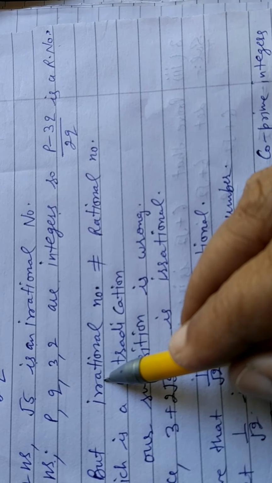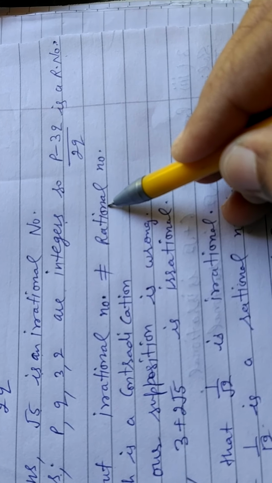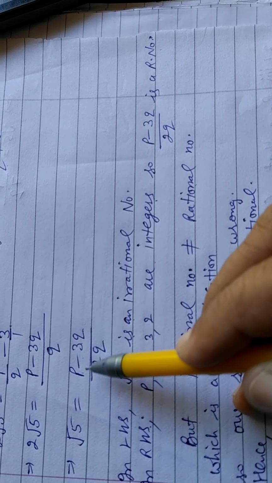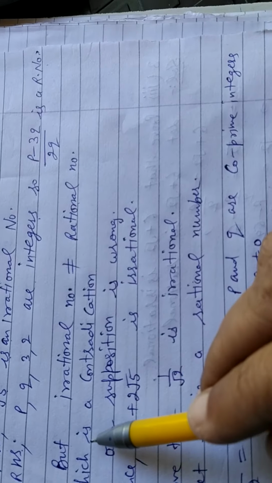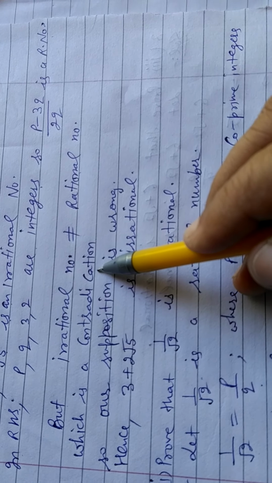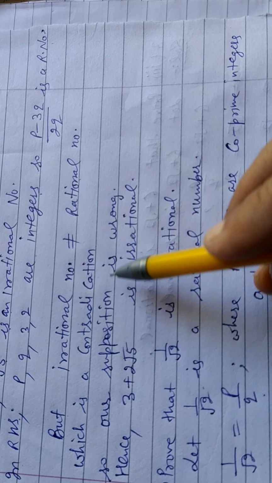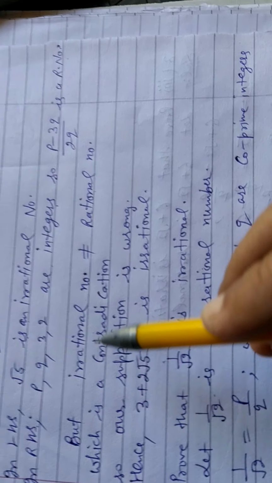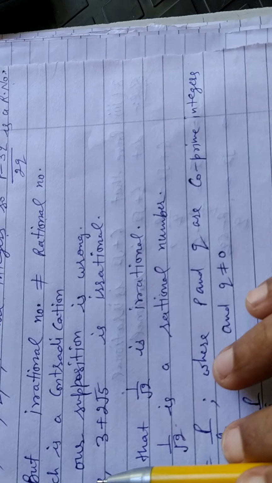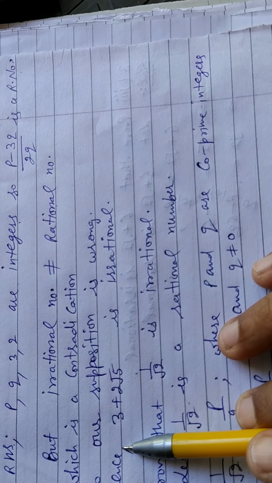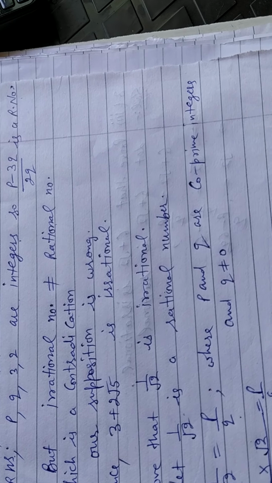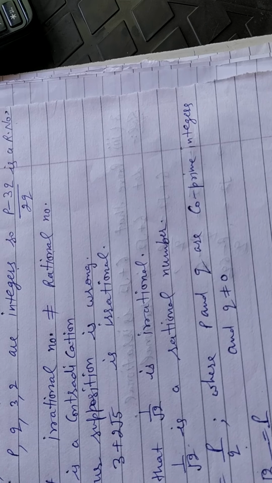But you know very well an irrational number is never equal to a rational number, and here both are equal. Irrational number is equal to rational number, which is a contradiction. So our assumption is wrong. What was the assumption? That this is a rational number. If the assumption is wrong, then it is an irrational number. Hence 3 plus 2 under root 5 is an irrational number. Okay, got it?